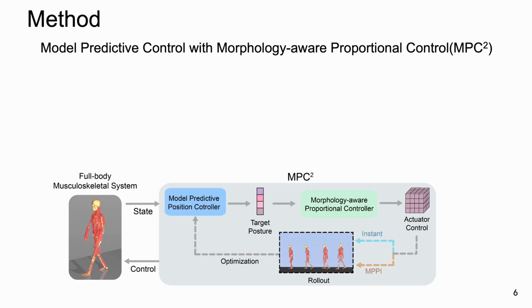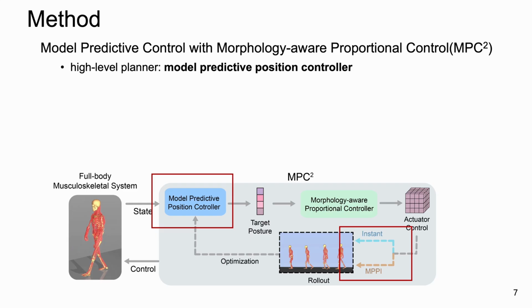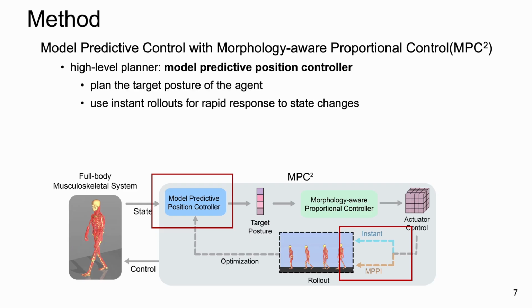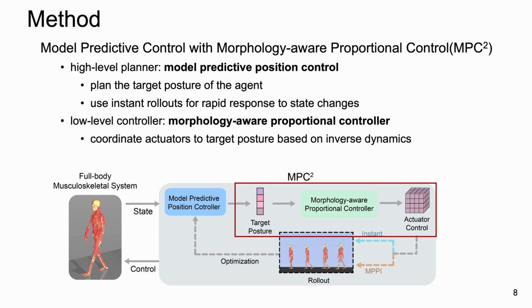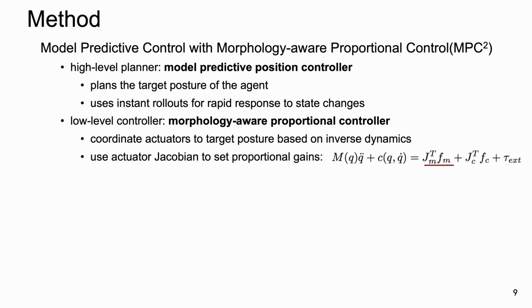We propose model predictive control with morphology-aware proportional control, aka MPC square. It uses a model predictive position controller to plan the target posture of the agent, and uses instant rollouts for rapid response to state changes. With the high-level target, MPC square uses a morphology-aware proportional controller to coordinate actuators to the target posture based on inverse dynamics. We use the actuator Jacobian to set proportional gains because it transfers actuator forces to joint torques.